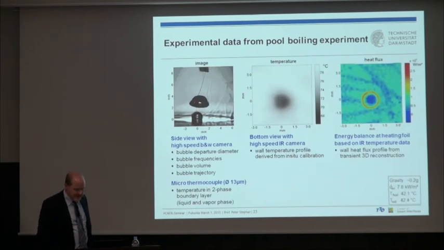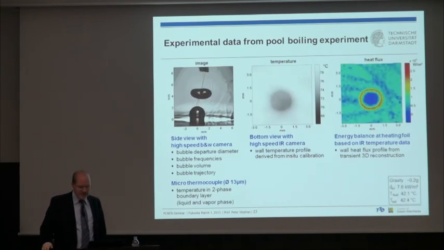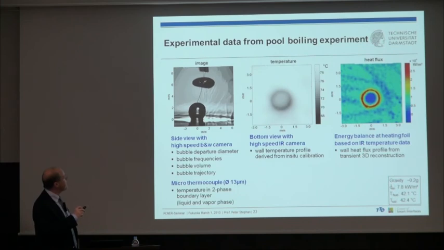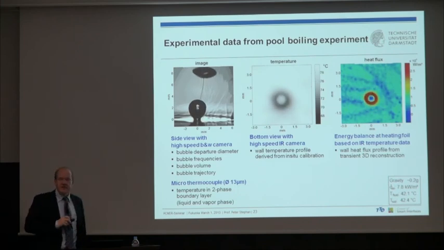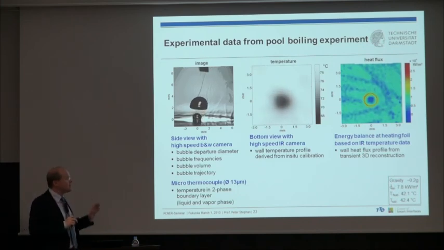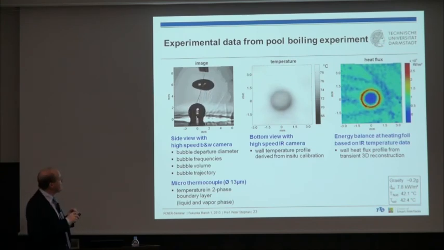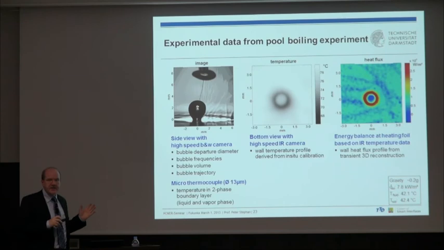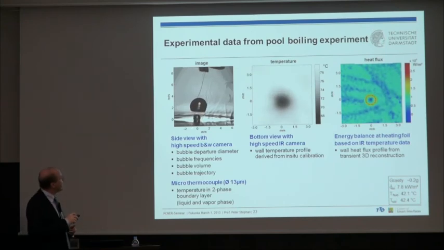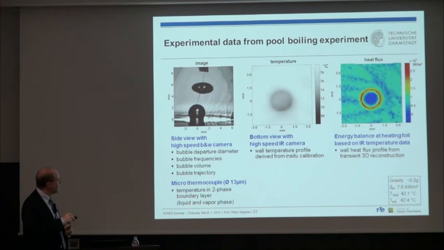This is then how it looks for the pool boiling experiment. On the left side you see the image from the high-speed black and white camera here in slow motion. That's very slow motion. Typically the departure event takes 2 milliseconds, so it's in slow motion. This is what we see with a black and white camera. We can measure bubble departure diameter, frequency, volume, trajectory.